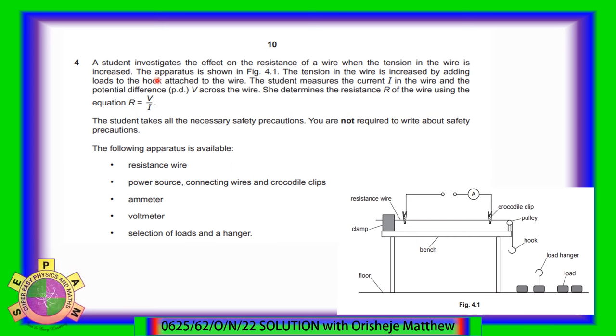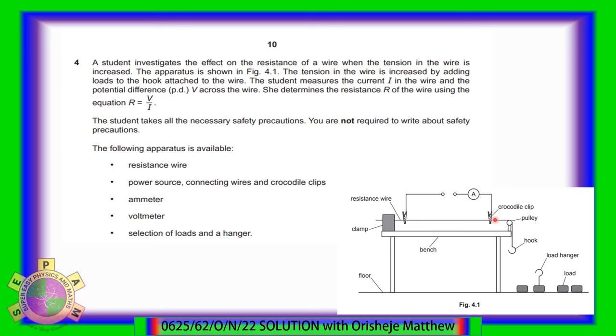Very good. Now, a student investigates the effect on the resistance of a wire when the tension in the wire is increased. The apparatus is shown in figure 4.1. The tension in the wire is increased by adding load to the hook. So you have a wire that is clamped here so that it cannot move, then put it on a pulley so that it can roll. So if you add tension, if the wire is thin, what happens is that the wire can become longer.